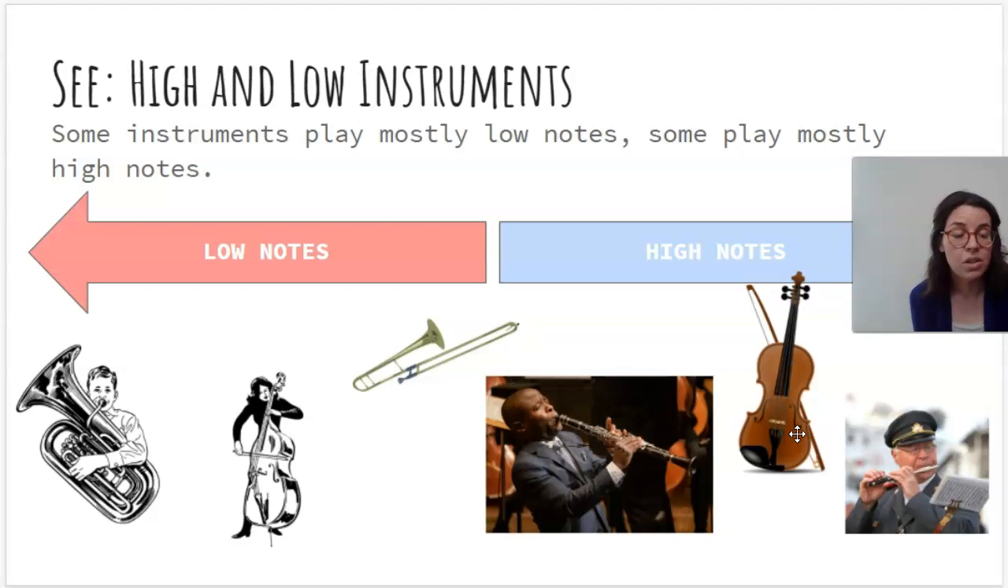The very last picture we see is a man playing an instrument called a piccolo. The piccolo is a teeny tiny little flute, and you use air from your mouth to blow into a tube, and it makes different sounds depending on which keys you press down. The piccolo is one of the highest instruments. It makes very, very high-pitched sounds.